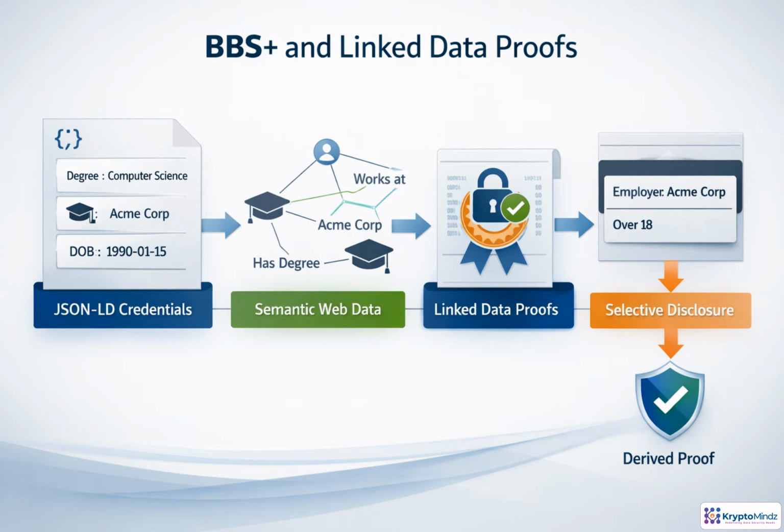Decentralized identity gives credential data shared meaning, not just field names. Claims such as degree, employer, or date of birth can be interpreted consistently across systems. Linked data proofs attach cryptographic proof material to that structured document. Before signing, the data is canonicalized, so everyone signs the same deterministic representation. With BBS Plus, the holder can later derive a presentation that proves selected statements, such as employer or age, without revealing every original claim.